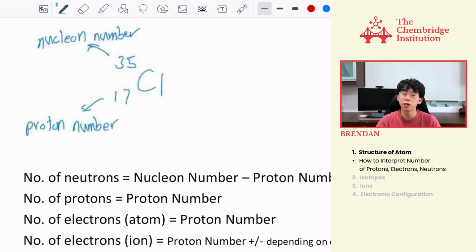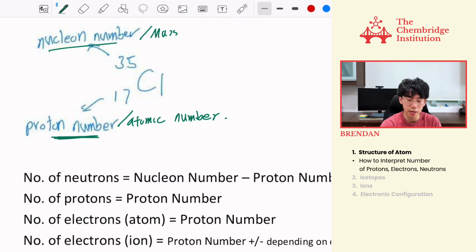Next, let's talk about how we interpret elements in a periodic table and how we tell the number of protons, neutrons, and electrons in a certain atom, ion, or even an isotope. Generally, for an element, we have two numbers. One is the proton number, which is also called the atomic number in some cases. We also have the nucleon number, which we sometimes call the mass number. The number that is lower in numeric value is generally the proton number, and the number that is higher is generally the nucleon number.